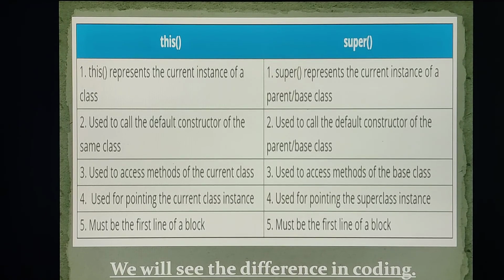This is used to call the default constructor of the same class, but super is used to call the default constructor of the parent or base class. This is used to access a method from the current class, and super is used to access the method of the base class. This is used for pointing to the current class instance, and super is used for pointing to the super class instance.